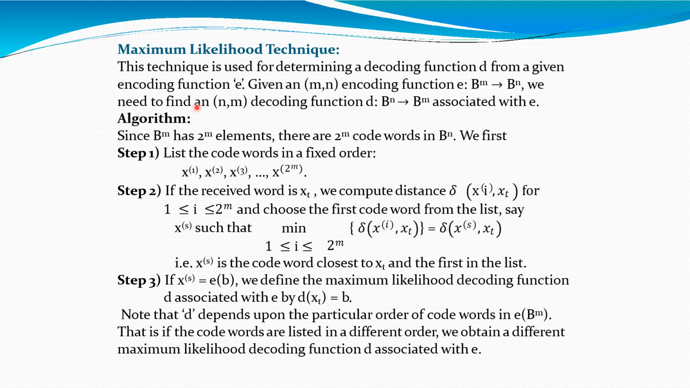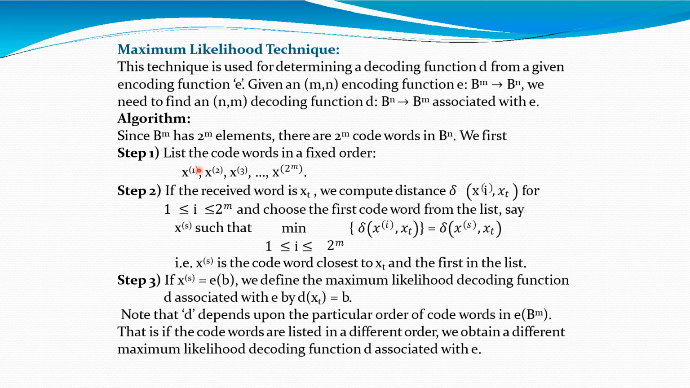Now next is the maximum likelihood technique. Now this technique is used for determining a decoding function D from a given encoding function E. Given an mn encoding function E from Bm to Bn, we need to find an nm decoding function D from Bn to Bm associated with E. Now see what is the algorithm to find that decoding function associated with the given encoding function. Since Bm has 2 raised to m elements, there are 2 raised to m code words in Bn.